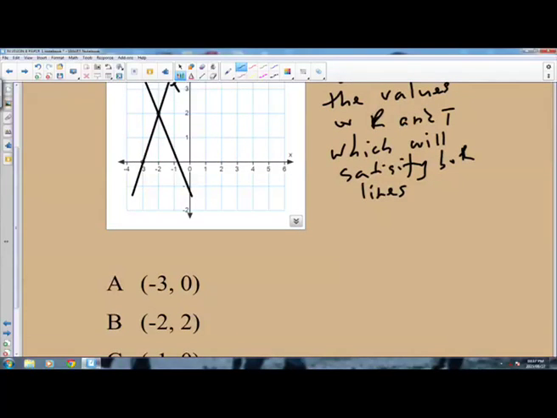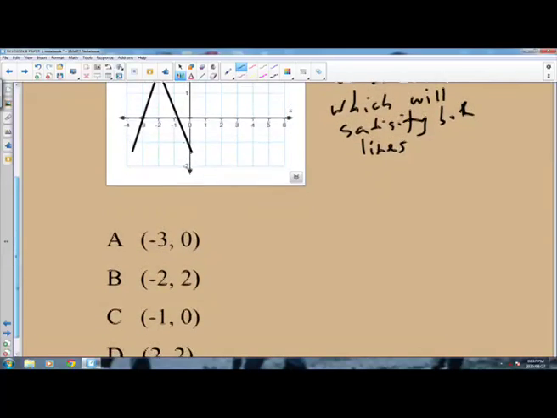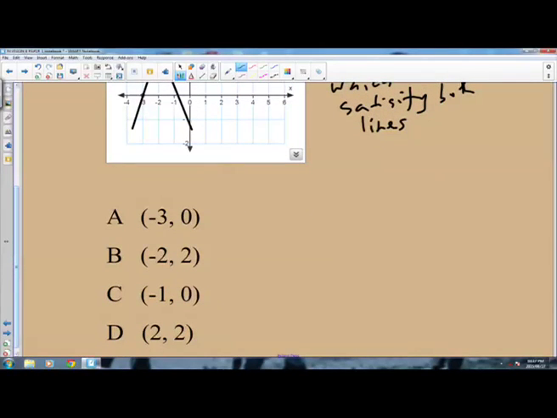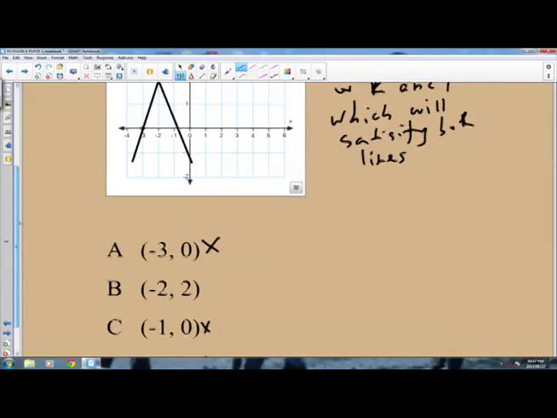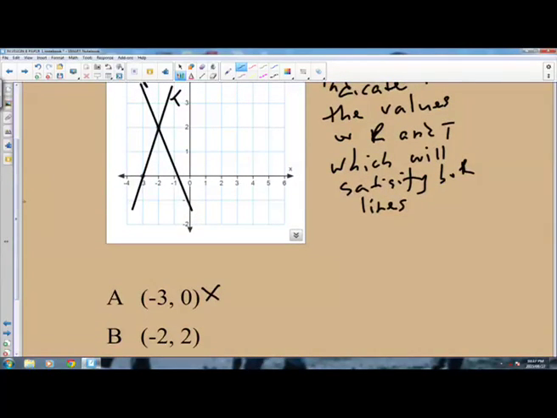So the solution to this will be the intersection of the two lines. And then where do the two lines intersect? The two lines are intersecting at -2, 2. So we look for the coordinate point -2, 2. And then where is that point represented? A is -3, 0, and this is not what we are looking for. C, -1, 0, and then D, 2, 2. We are left with B, which is -2, 2. And that is the intersection of the line R and T. So we'll circle B. That's how we answer this question.